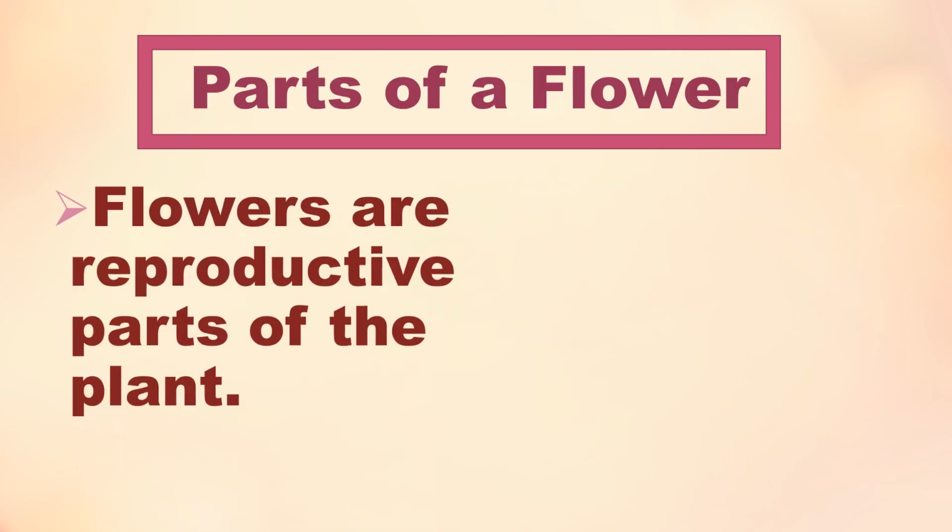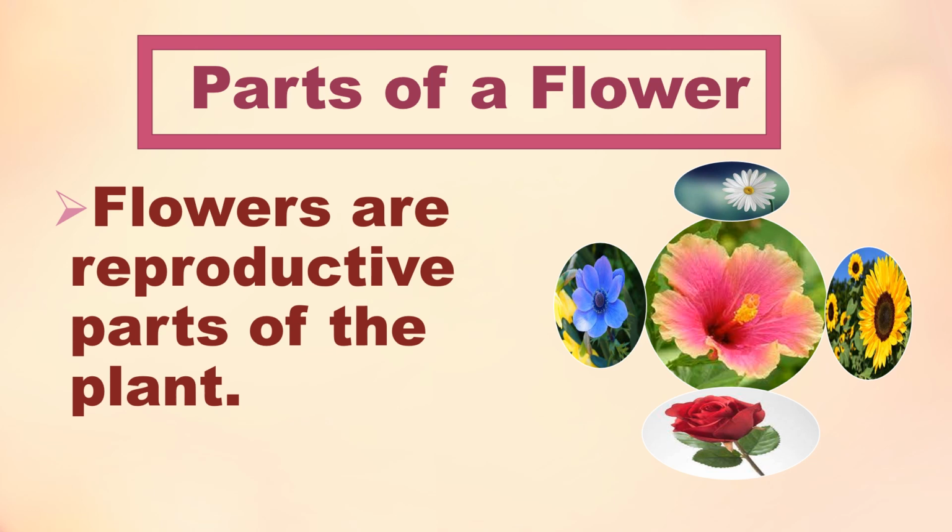Parts of a flower. Flowers are reproductive parts of the plant. A flower is a reproductive structure found in plants. Some plants reproduce using their parts like their roots, stems, and leaves. However, there are some plants which reproduce by an accessory part, the flower.